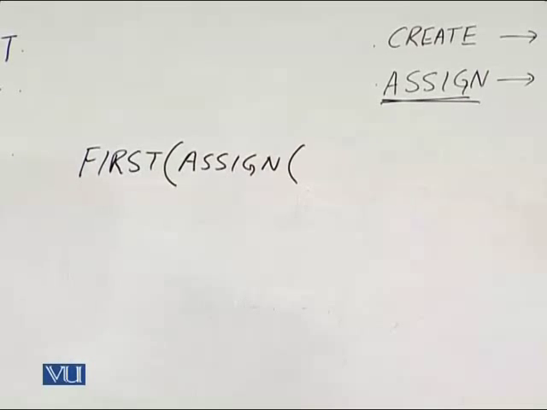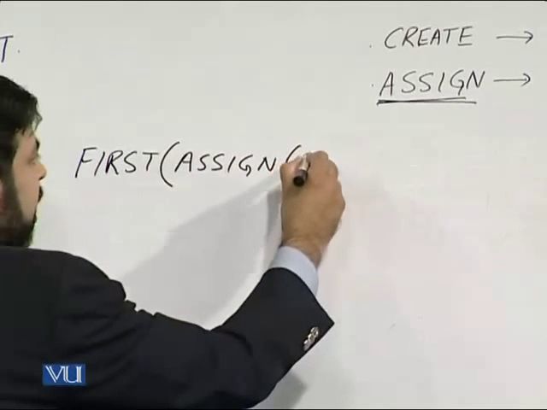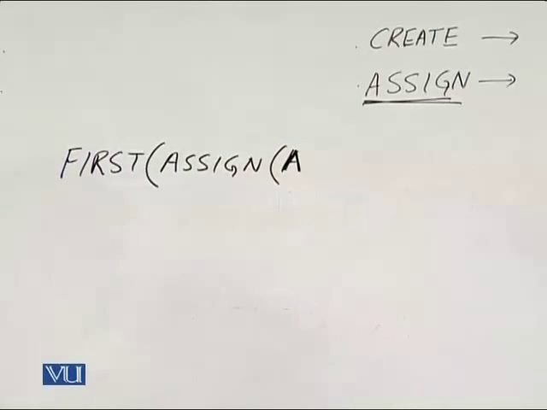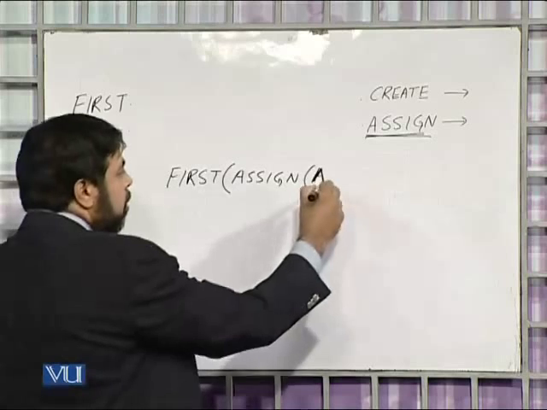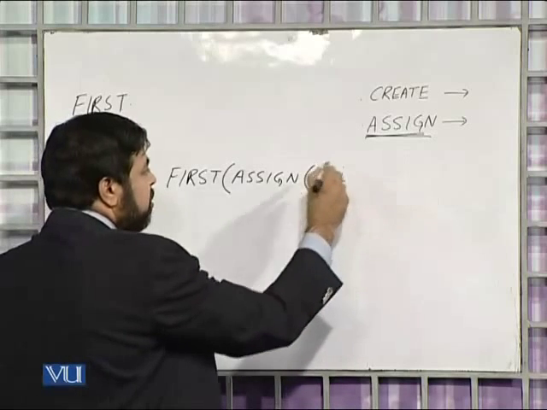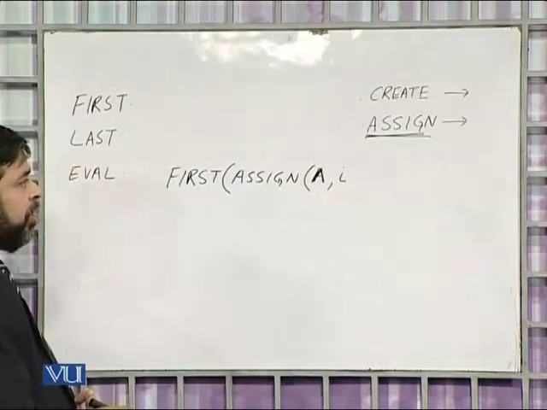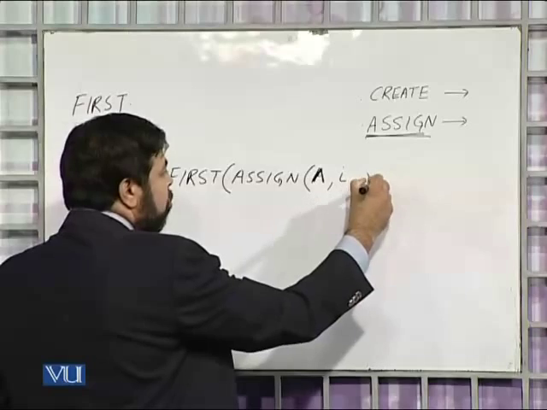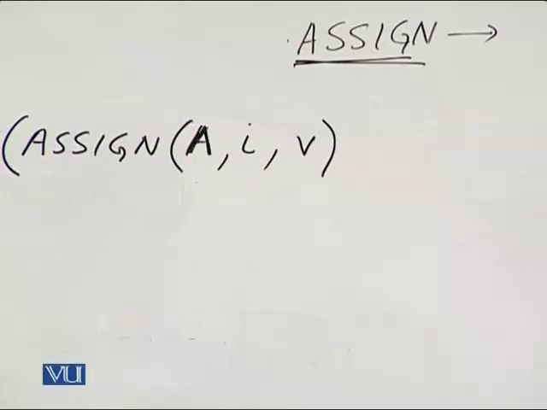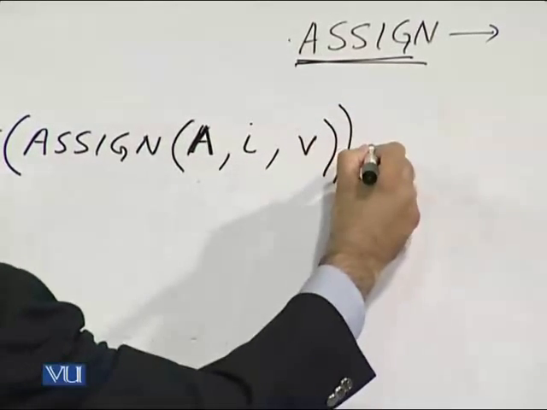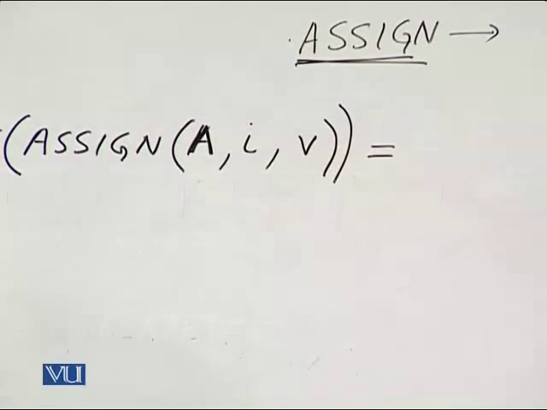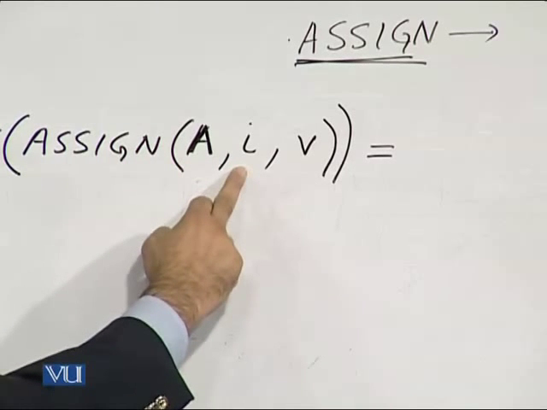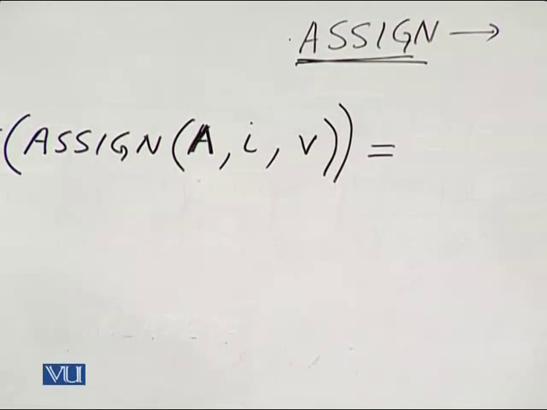Assign takes three parameters. The first one is the array A. So now we are talking about these parameters. So the first one is an array. The second one is the index I onto which we are storing the value, and the third one is the value V that we store there. So the three parameters: the array A, the index I, and the value V that we need to store there.